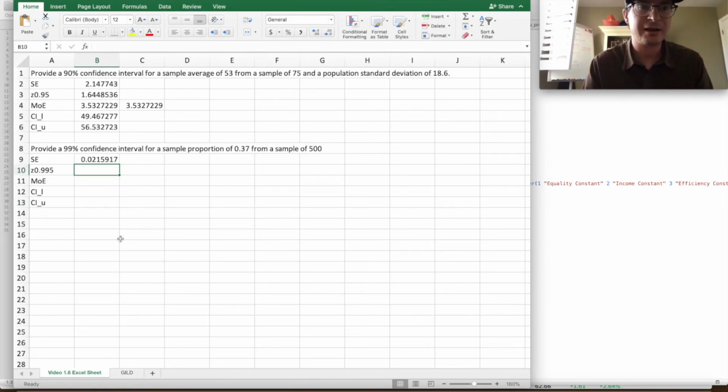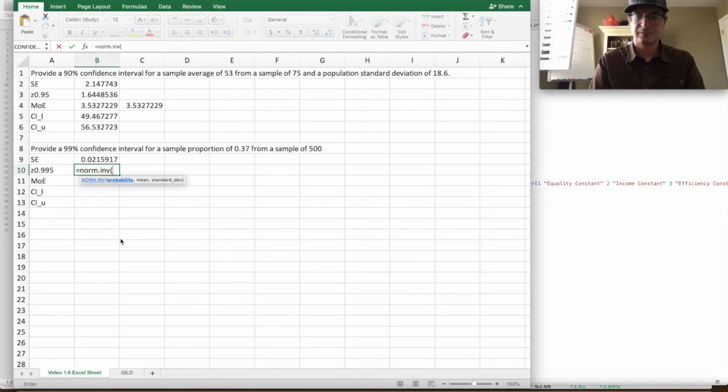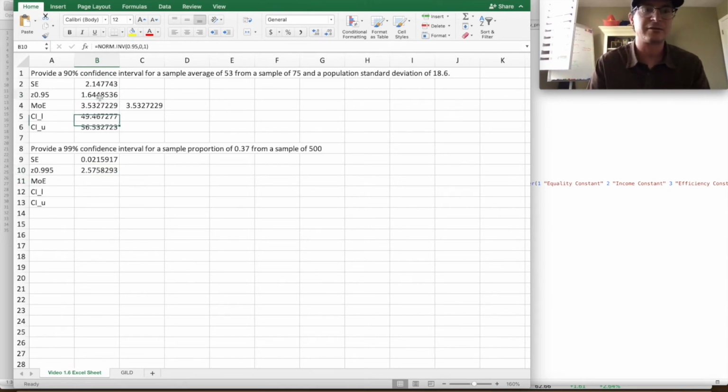Z 0.995 equals NORM.S.INV. 0.995 is the area to the left of that upper part of the confidence interval from a standard normal distribution, so 0 and 1. And then we get 2.575. So notice it makes sense that these numbers are so much different. We don't have to go as far out when we're doing a 90% confidence interval.